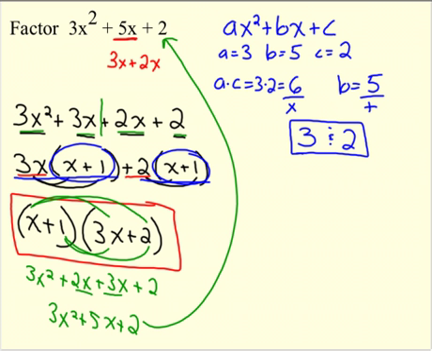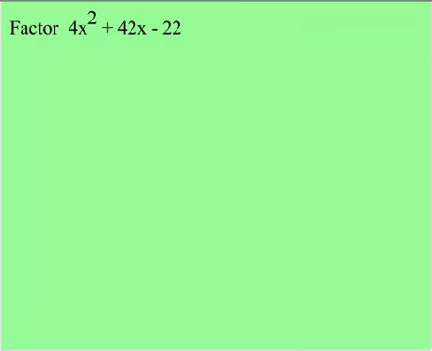All right, that's one example. I assume that you're still a little confused. It's going to take 3 examples, so let's do another one. Here I have: factor 4x squared plus 42x minus 22.